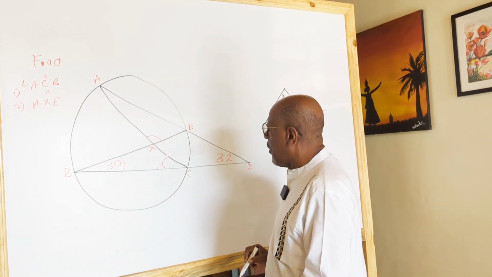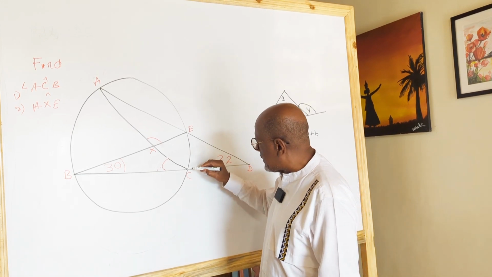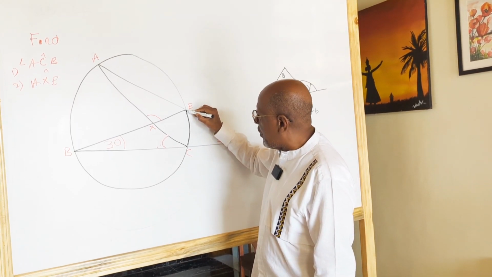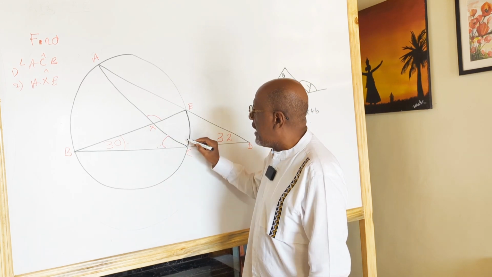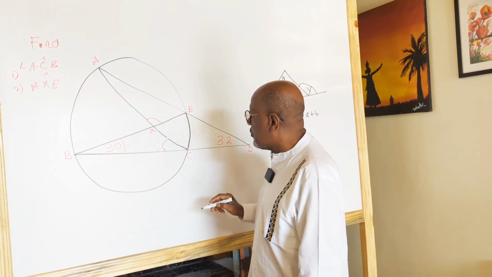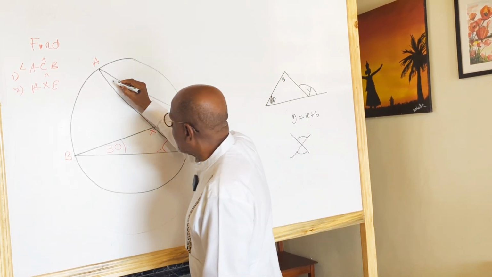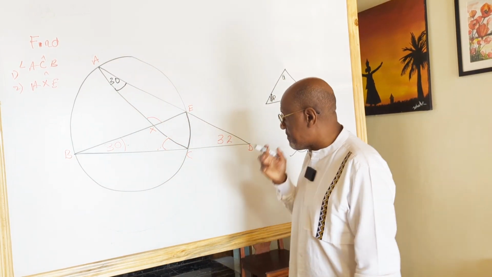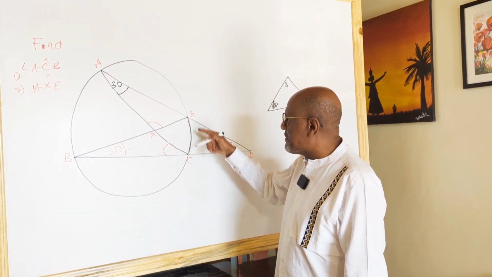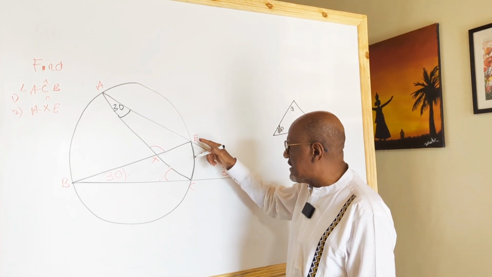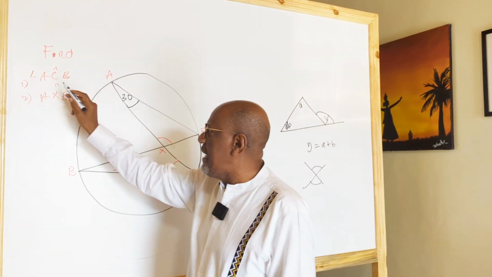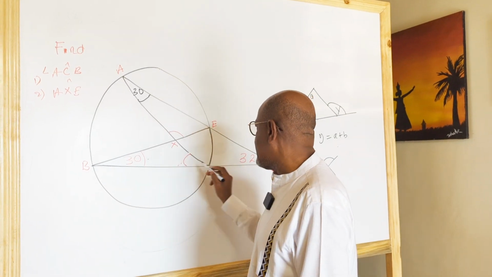ACB. Now, look at the arc CE. The arc CE holds up this angle 30 and holds up the angle at A. So it means that the angle at A will be 30 degrees. Why? Because the angles in the same segment of a circle, or angles on the same arc, are congruent. Remember, we want to determine ACB.